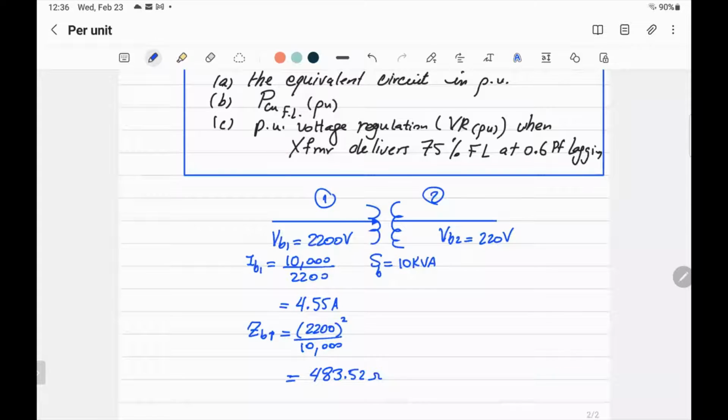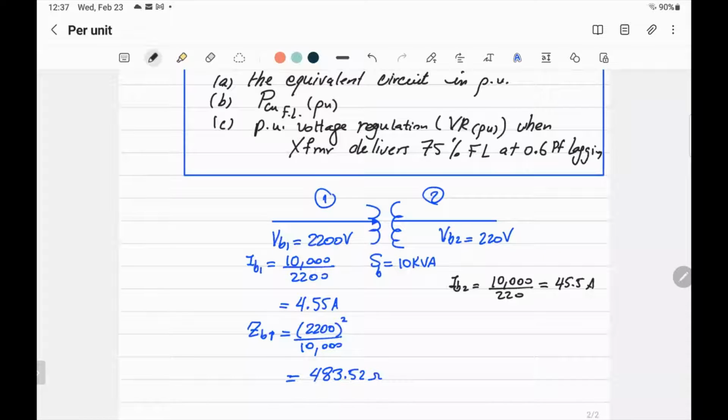We'll go for side 2. I'll do the same thing. I will have I base 2 equal S, which is the same, 10,000 divided by the voltage 220, which will be equal to 5.5. And by the way, you don't have to calculate it separately, because the base value on the secondary and the primary are related by the turns ratio A.